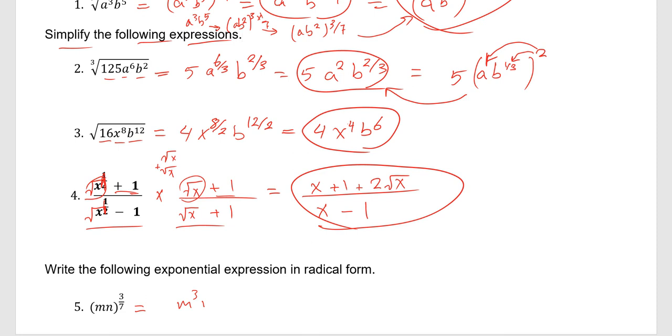It's essentially m cubed times n cubed, the 7th root of. So the 7th root of m cubed n cubed.